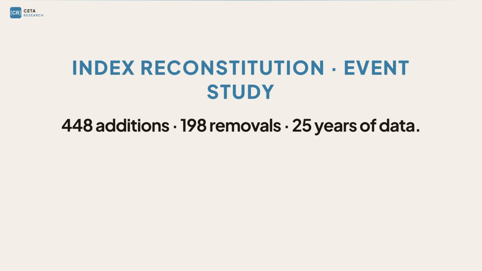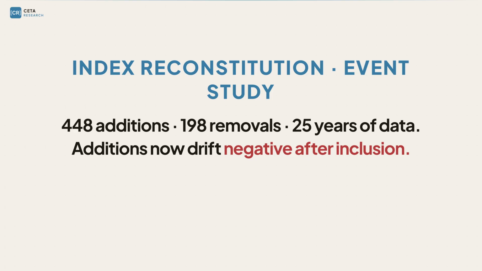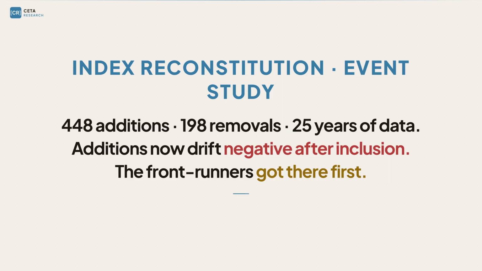Index funds must buy stocks added to the S&P 500 and sell stocks removed. We measured every change since 2000, 465 additions and 214 removals across 25 years of data. Additions now drift negative after inclusion because the frontrunners got there first. Here's whether you can still profit from it.